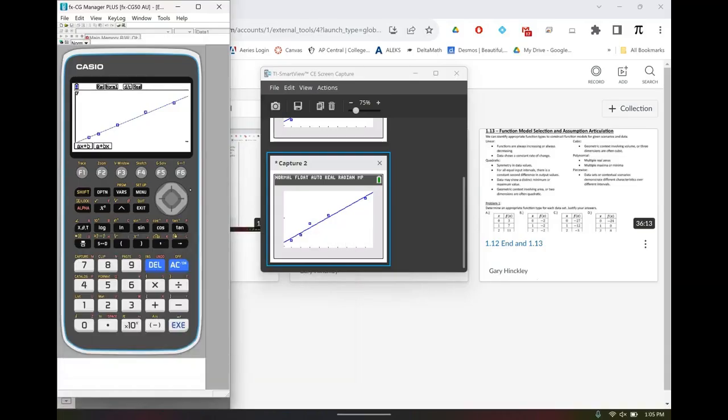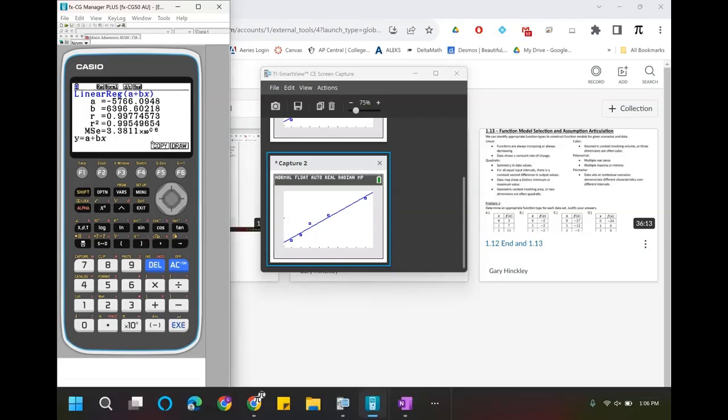I believe my Casio is showing that. Let me go back and do this again. So yeah, on the Casio, you can see it's showing the R squared. And R squared is 0.99. That means we have a very good model. It is very close to our data. If that was lower, like 0.8 or whatever, that would indicate it's okay, but not the best. All right? You can get that on the TIs, but you have to turn on diagnostics. I can show you that at another time.